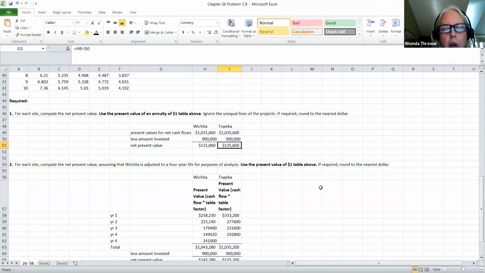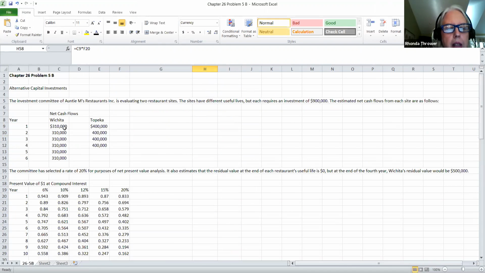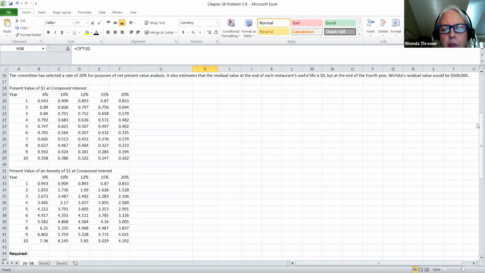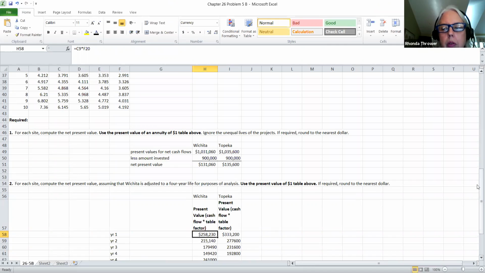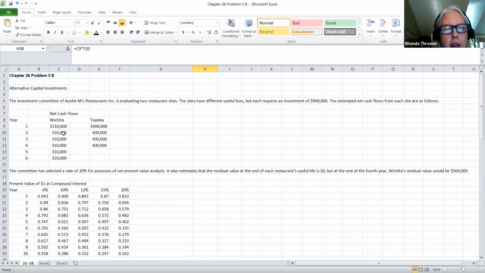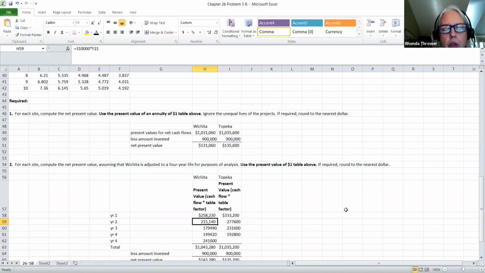So we're going to start with Wichita. We're going to start with year number 1. And in year number 1, the cash flow was 310,000. 310,000 is going to be multiplied by 0.833 to get the present value at the end of year 1. At the end of year 2, we're going to take the 310,000 for year 2 and multiply it by 0.694. And that will give us the present value for year 2.